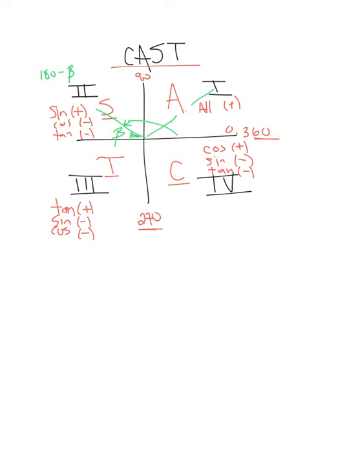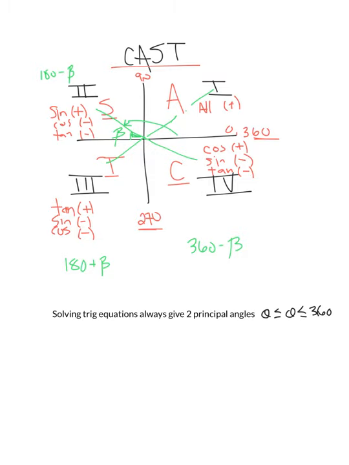In quadrant 3, it's going to be 180 plus beta, so my terminal arm would be there. And in quadrant 4, it's going to be 360 minus beta. Now again, this probably doesn't make sense, and it won't until we start doing some examples. And just a little reminder before we move on, you can write it on your note. When you're solving trig equations, always give 2 principal angles.